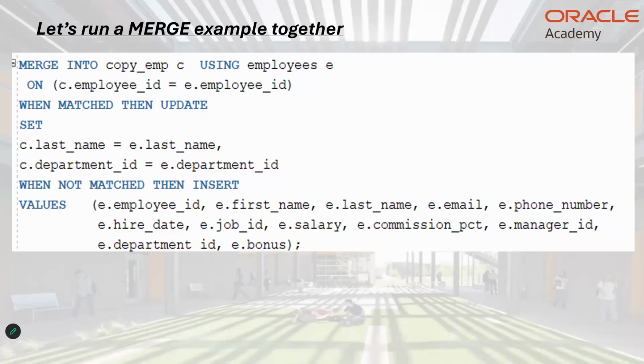Yeah, that's a typo for me. There we go. You should get 20 rows merged. Right? And when you select your copy of employees, you should have your regular employees back, including Shelley.